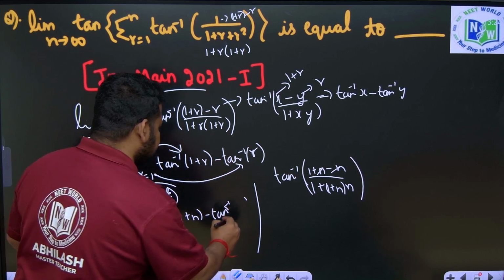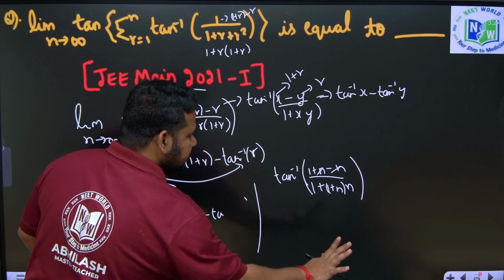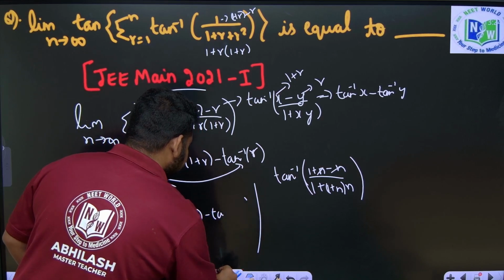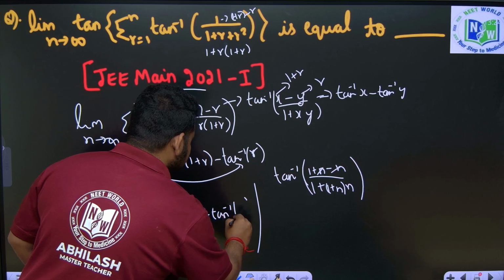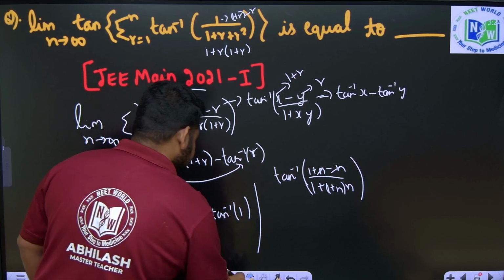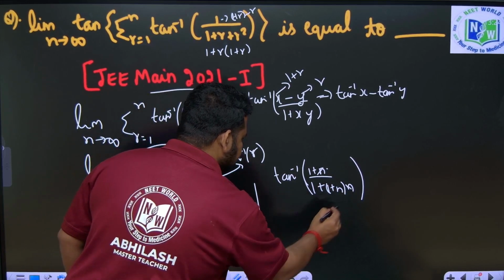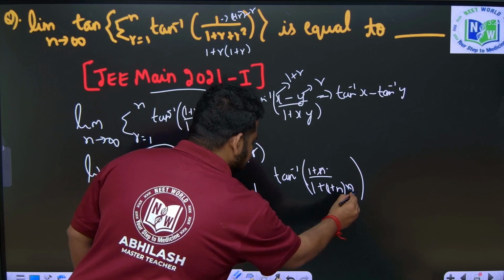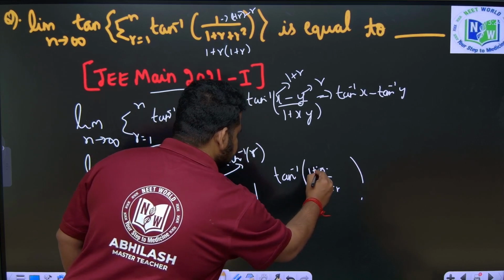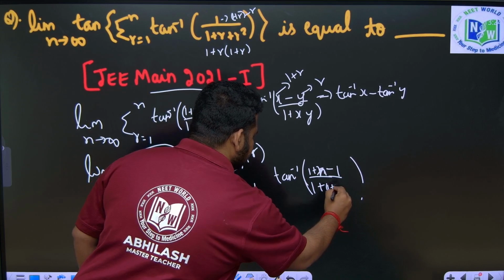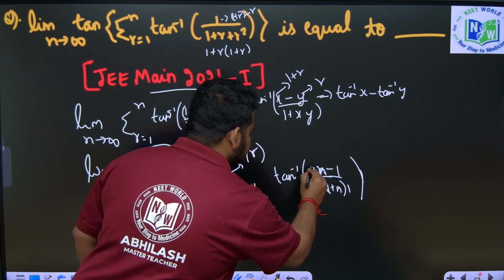Here the r value will become 1. So this will be tan inverse of 1, and this value will be equal to 1. So this will be 1 plus n minus 1 divided by 1 plus n into 1. So plus 1 minus 1 cancels.